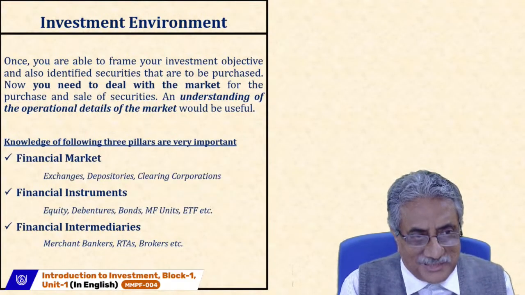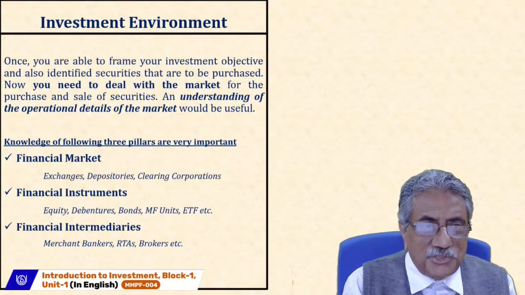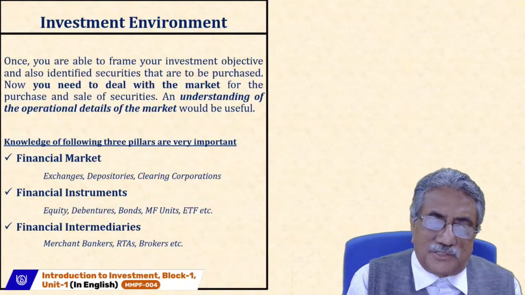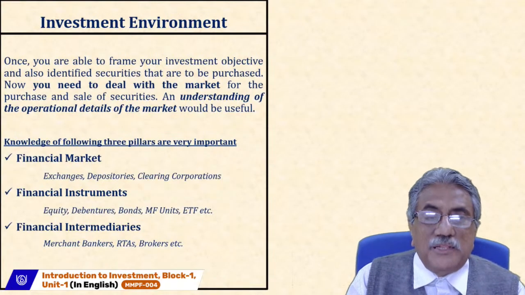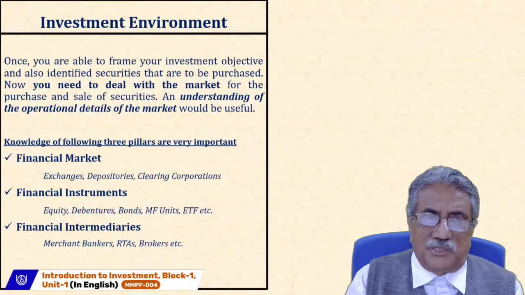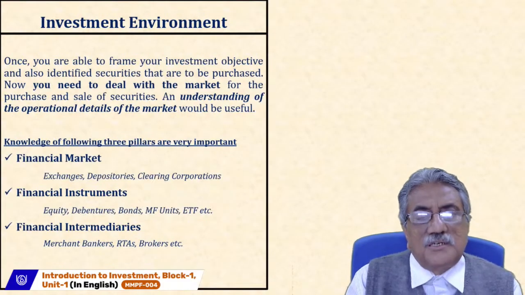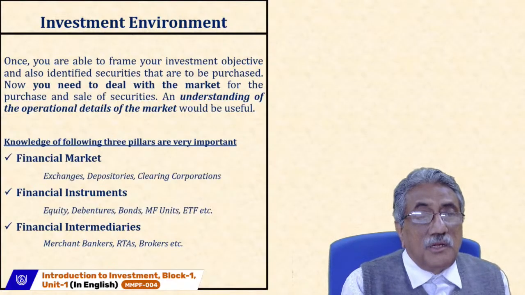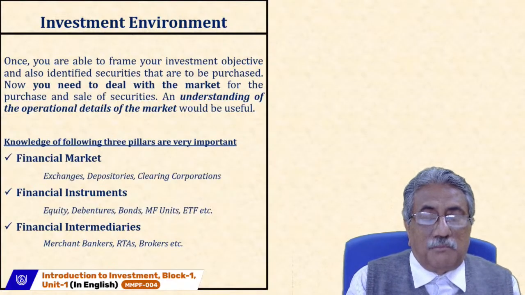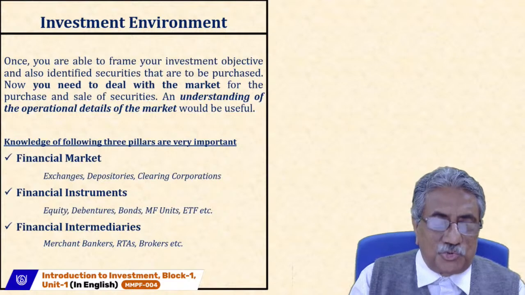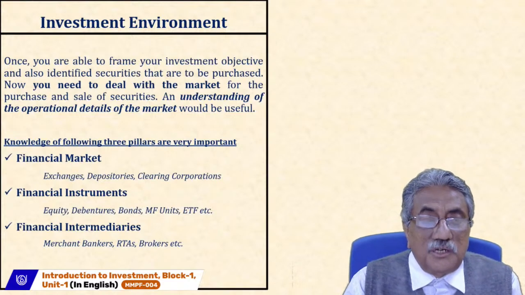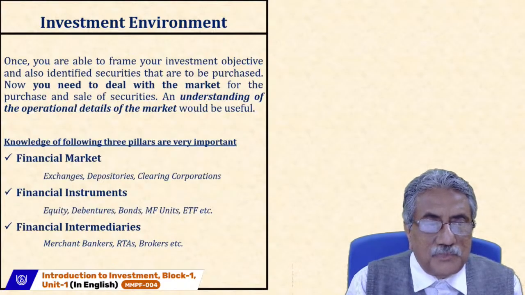First is the financial market: stock exchanges, depositories, clearing corporations. I'll explain those things later on. Just now you can remember these things: stock exchanges, depositories, and clearing corporations. These are all financial market infrastructure institutions. They give you the infrastructure through which everything happens.